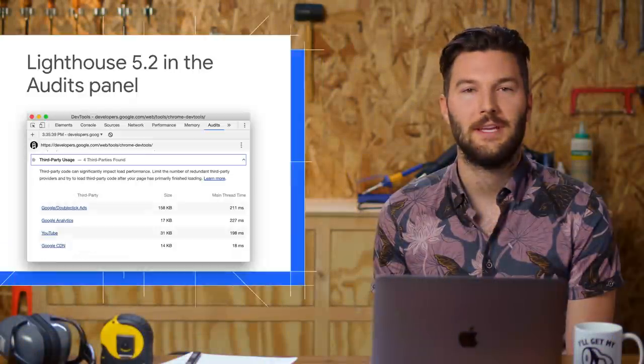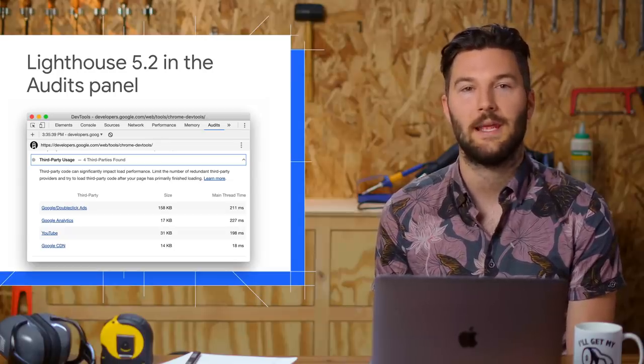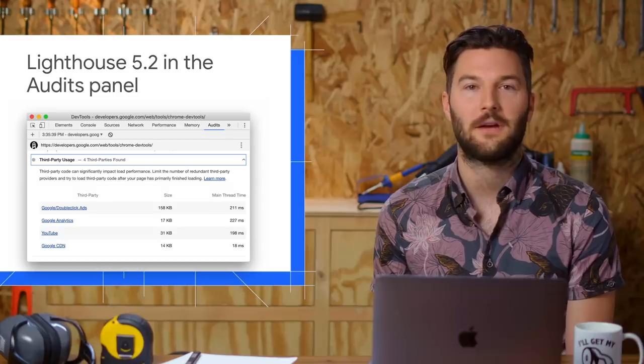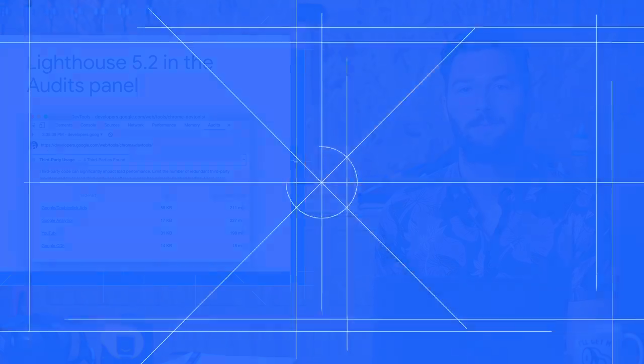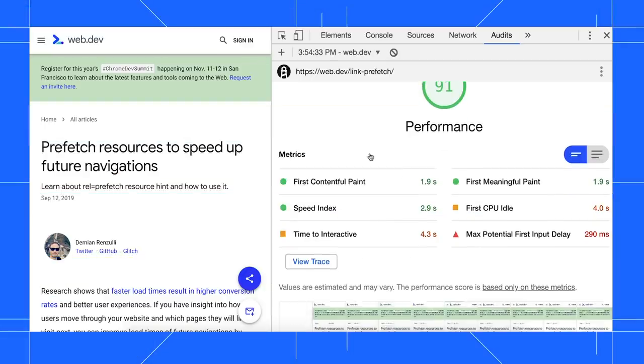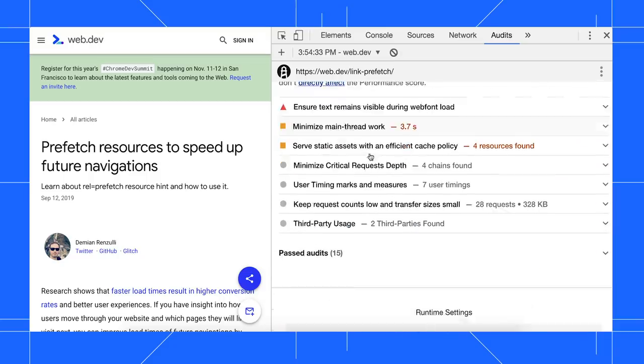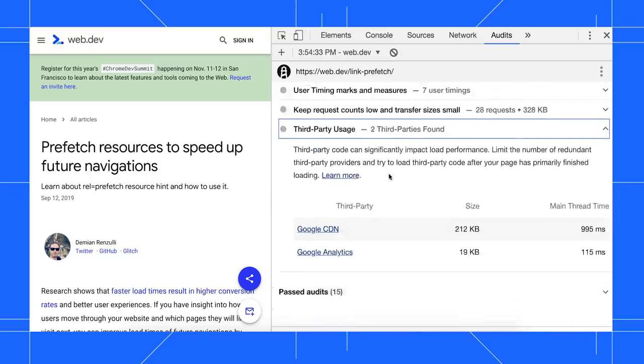The new third-party usage diagnostic audit tells you how much third-party code your page requested and how long that third-party code blocked the main thread while the page loaded. In the performance section of my audits report, I can see the new third-party usage audit. If I click that audit to expand it, I see which third-party domains were detected on my page, the total size of network requests coming from that domain, and the amount of time that each third-party blocked the main thread.